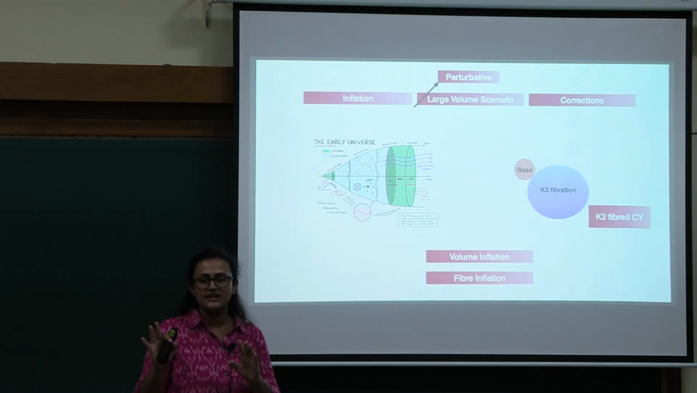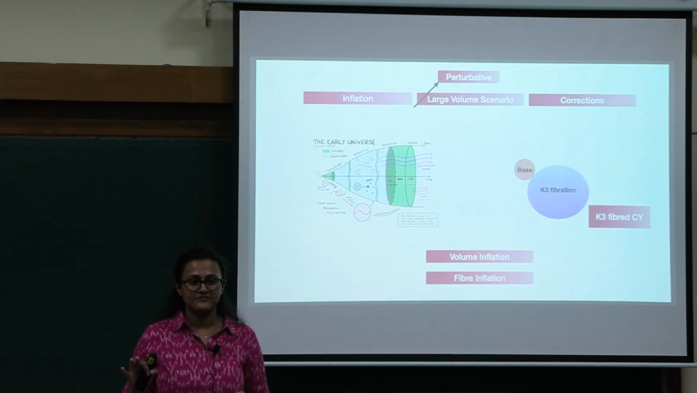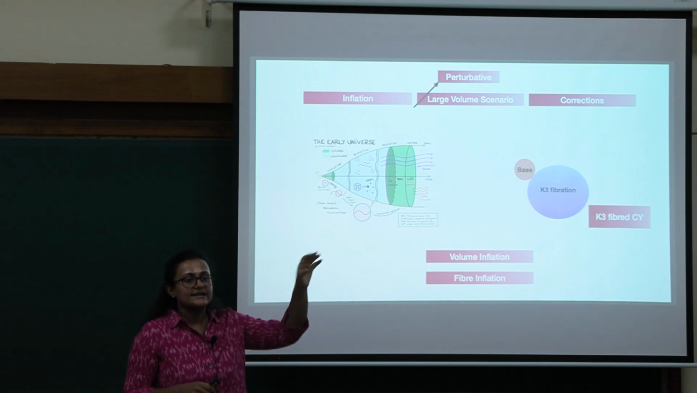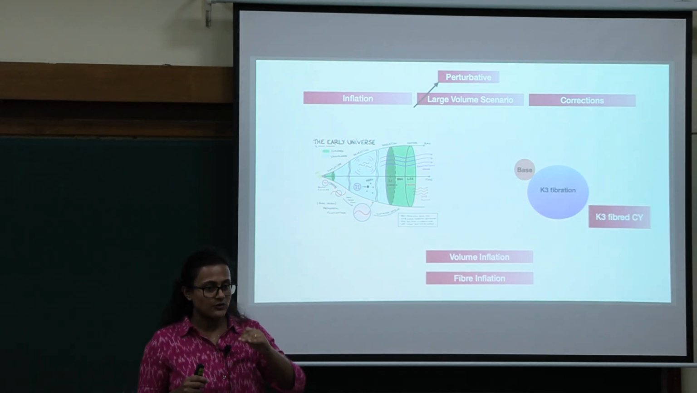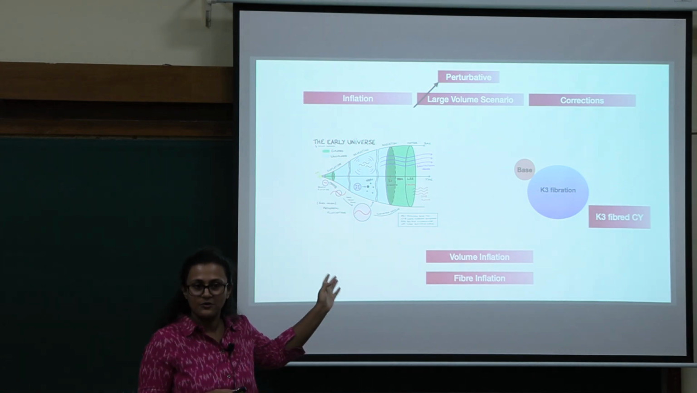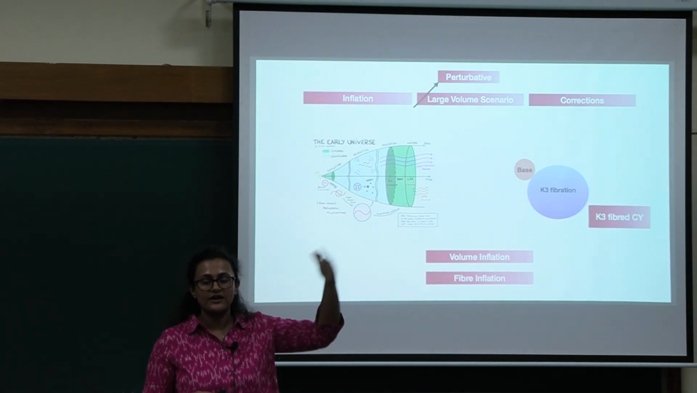And whenever I say modulus, it just means scalar field. So in the 10D, it is a perturbation of the metric, and when I go down to 4D, I will be talking about compactification very soon. So from 10D I will go to 4D.